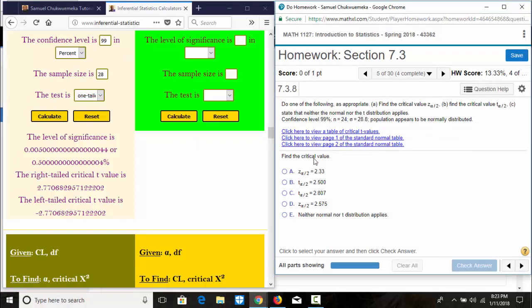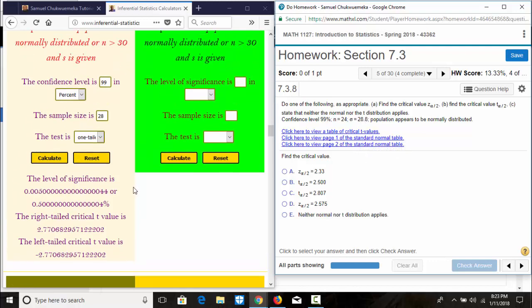Question 5. 99% confidence level. Sample size is 24. The population standard deviation was given, and it is 28.8. The population appears to be normally distributed, so this requirement has been satisfied. Because they gave us the population standard deviation, we are going to use critical Z.